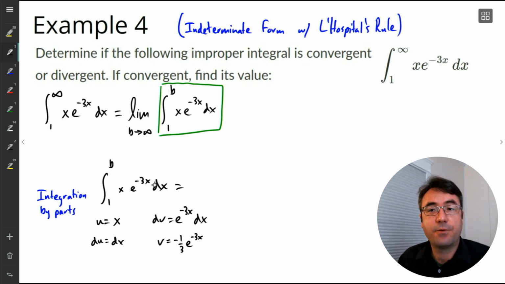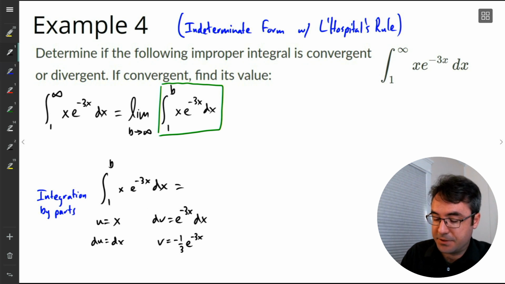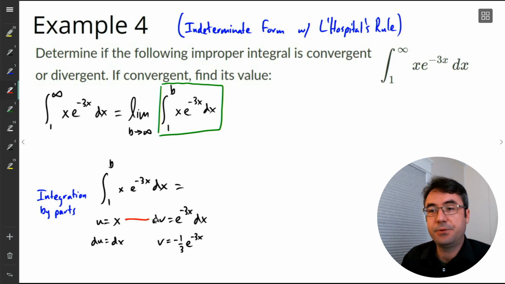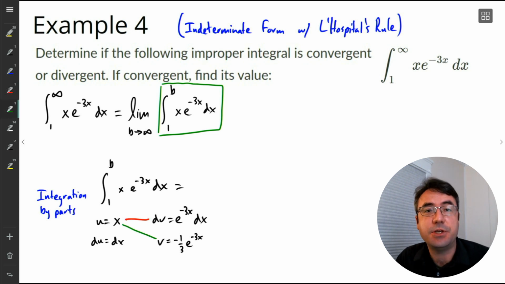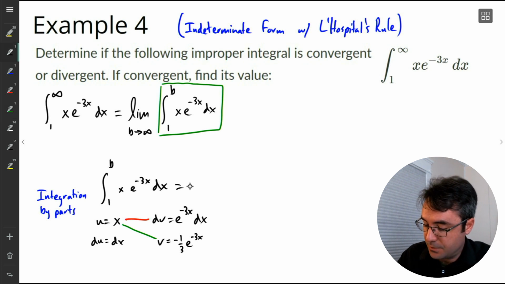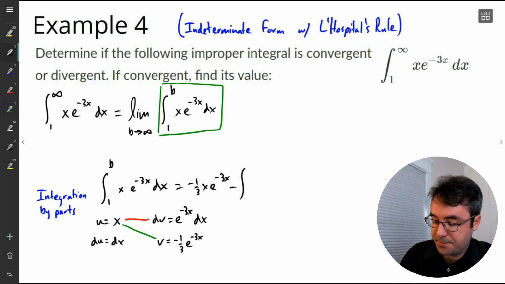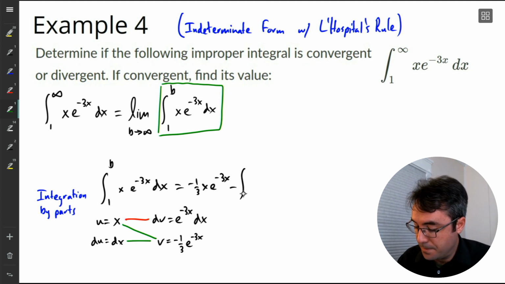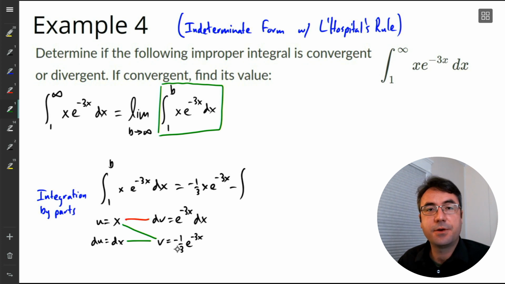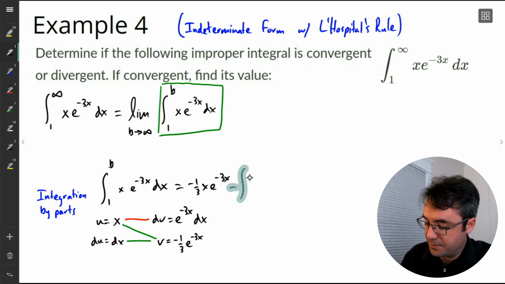So let's actually apply the formula. What does integration by parts say? Well, the integral we're trying to do is u times dv, and what we are going to see is that it's equal to u times v, so -1/3 times x times e to the -3x. And then we subtract and integrate v times du. And so we're going to end up with a -1/3. That's going to make this a double negative. So let's simplify that right away.